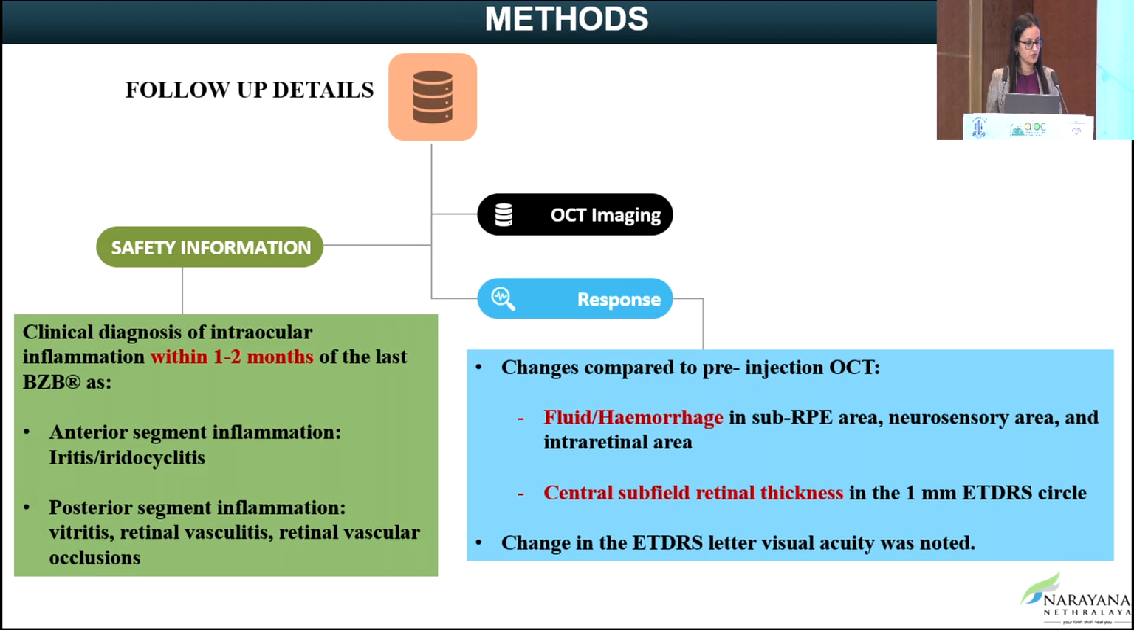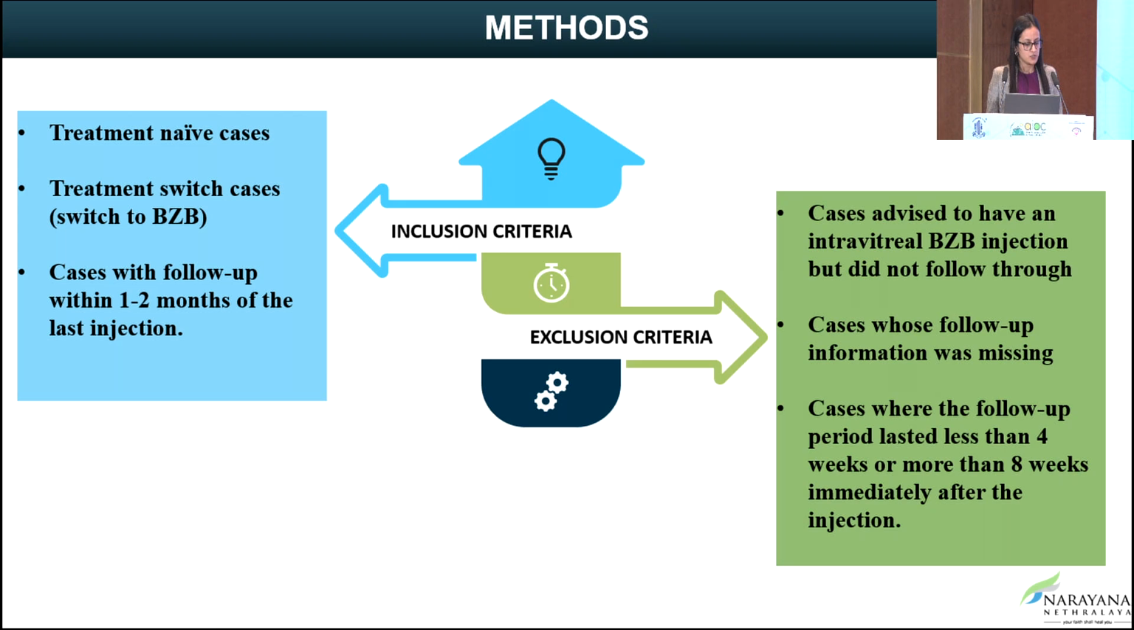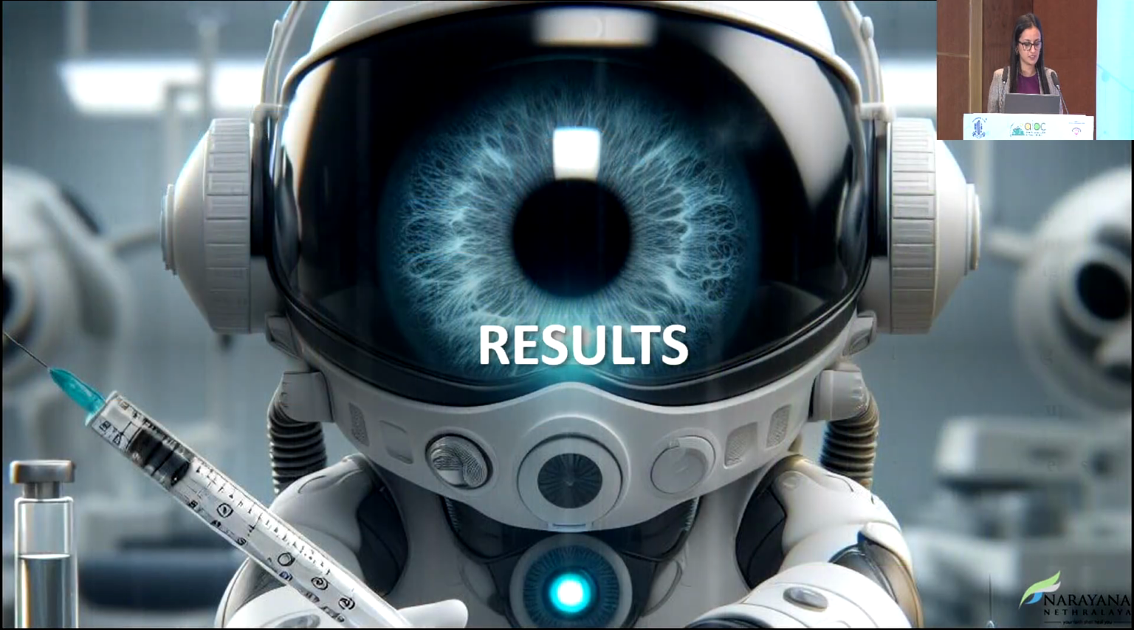And also the safety information was taken between 4 to 8 weeks after the injections, including anterior and posterior segment inflammation. So the inclusion criteria included the treatment naive and the treatment switch cases with the details we had from 4 weeks to 8 weeks after the injection, and all other cases were excluded.